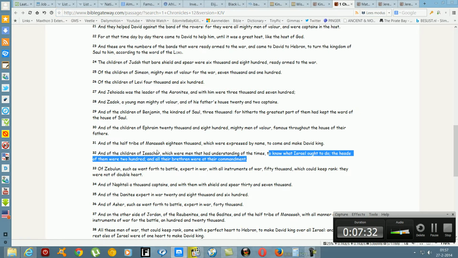So the Issacharites. This is a proof of Zebulun, such as went for the battle. Zebulun were experts in war with instruments of war, 50,000 which keep rank. They were not of double heart, meaning they weren't scared. And Naphtali, 1,000 captains, and with them with shield and spear 30. Our people were at war.